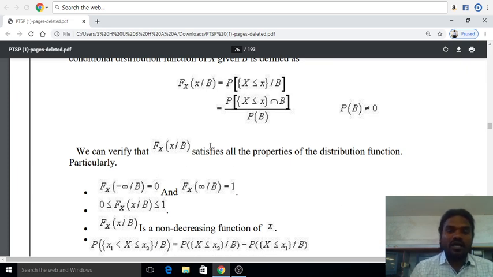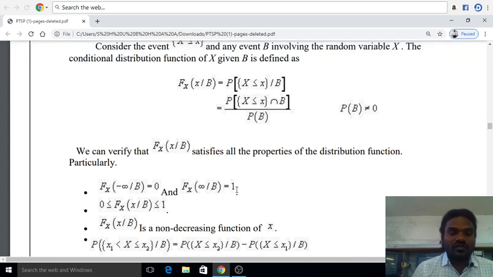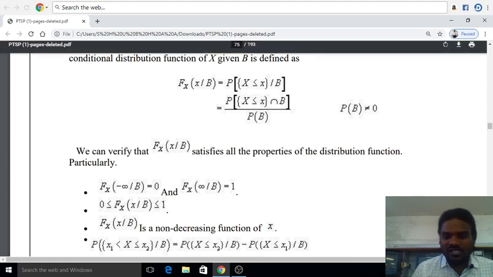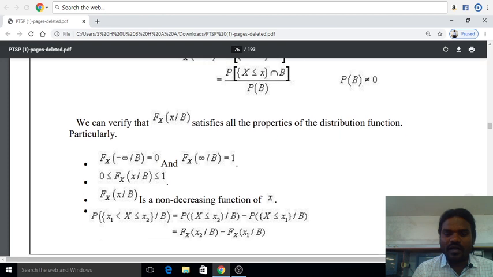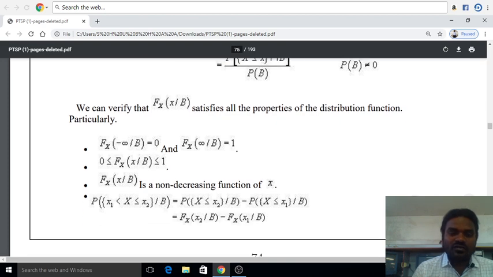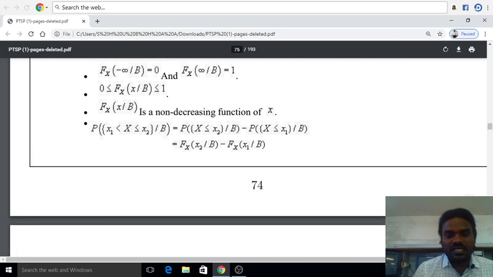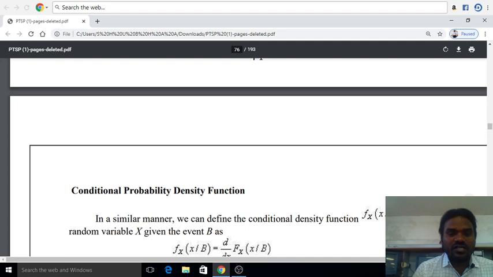That means the probability of anything must be less than or equal to 1, it must lie between 0 and 1 only. All these things we have studied with respect to probability. The same points we have to note here with respect to the distribution, that is the conditional distribution.